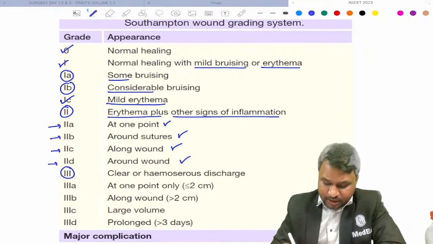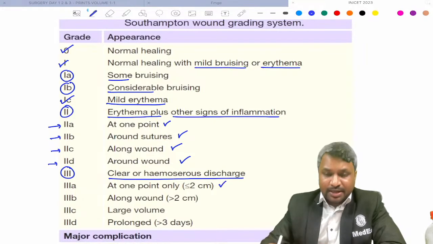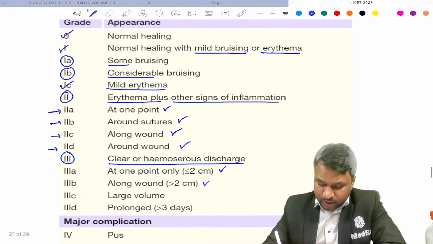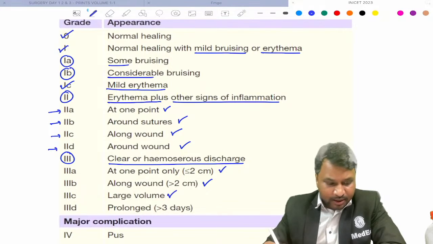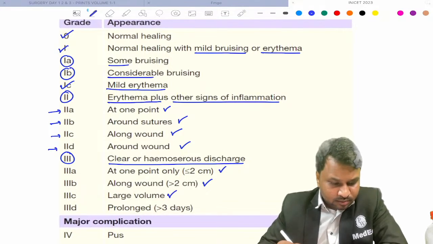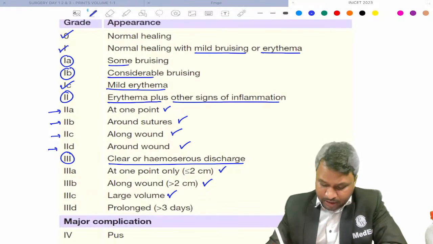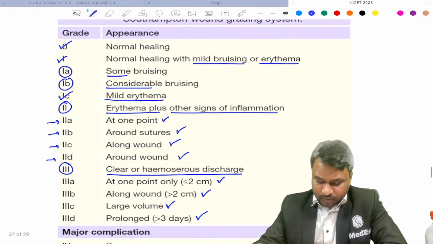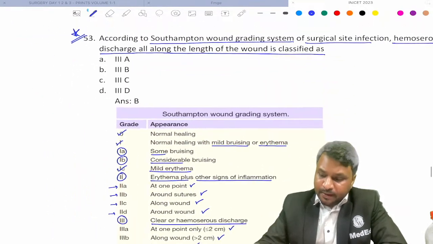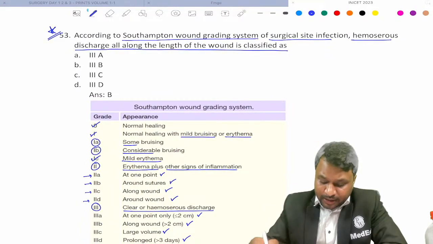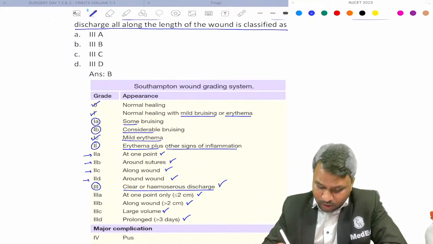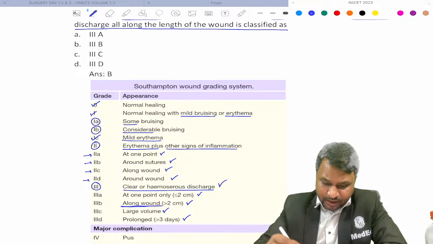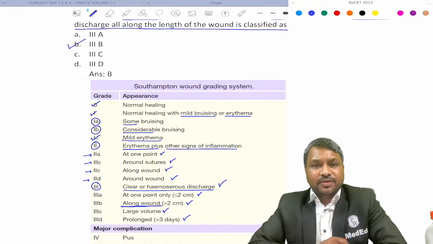Then you have grade 3, it is clear or hemoserous discharge. If it is present at one point, that is less than 2 centimeters, it is 3A. More than 2 centimeters is 3B. Large volume is 3C. And 3D, it is prolonged, right? Now, here we say the patient is having hemoserous discharge all along the length of the wound. Hemoserous discharge all along the length of the wound will be classified as 3B.